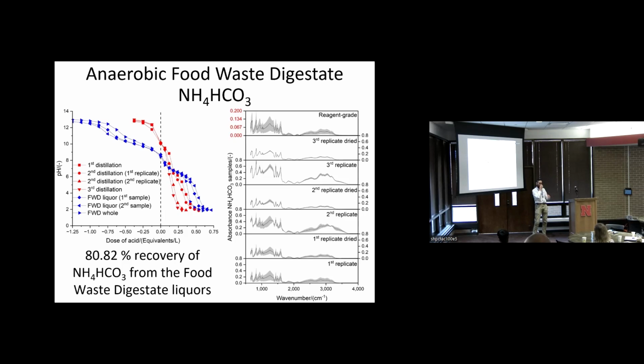The slope of the titration curve is steeper. So we need less acid or less base to reach the titration endpoint, because they contain less ammonium bicarbonate. Why? Because we got the solid ammonium bicarbonate. So based on the mass balance, we extract 80% of the ammonium bicarbonate in the food waste digestate.